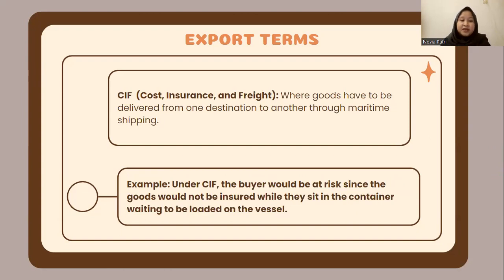And then the fifth is CIF. It stands for Cost, Insurance, and Freight, where goods have to be delivered from one destination to another through maritime shipping. For example, under CIF, the buyer would be at risk since the goods would not be insured while they sit in the container waiting to be loaded on the vessel.